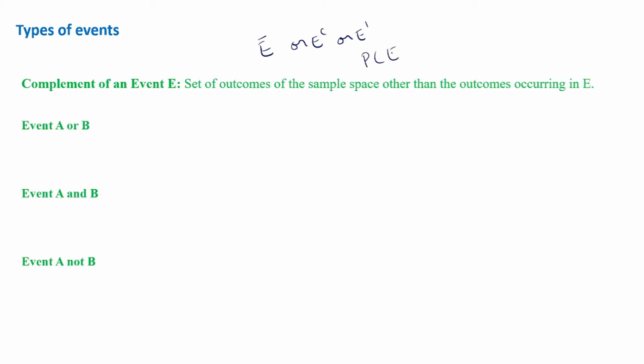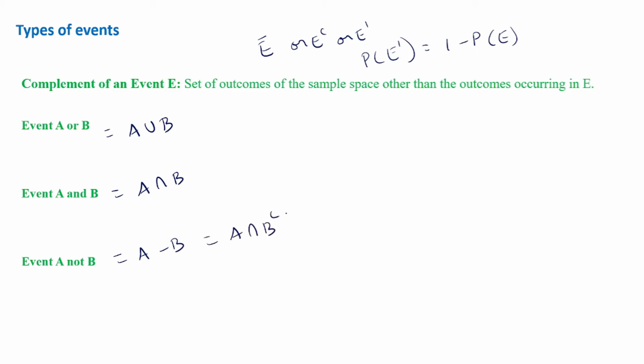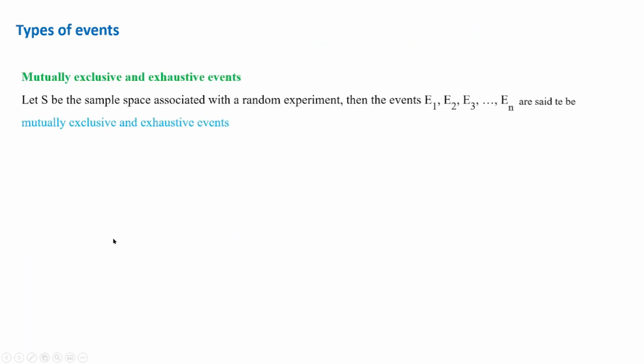And the probability of this E complement is 1 minus the probability of E. Next we have the event A or B, which is nothing but the union of events A and B. The event A and B is the intersection of A and B. Then we have the event A not B, which is A minus B, or A intersection B complement. So this is the event A not B. So these are various types of events.